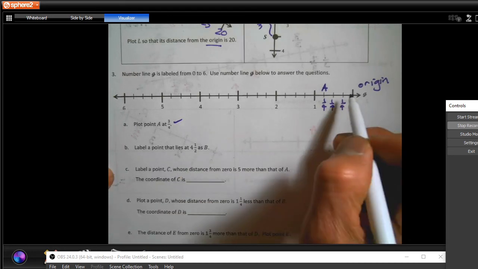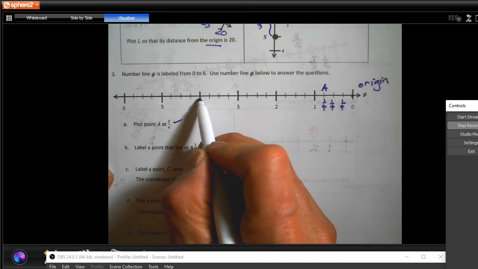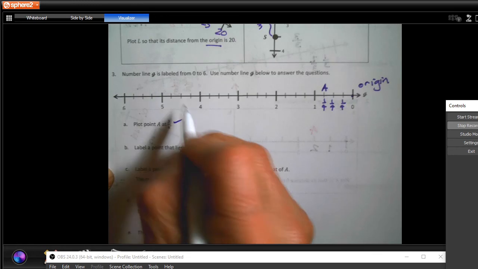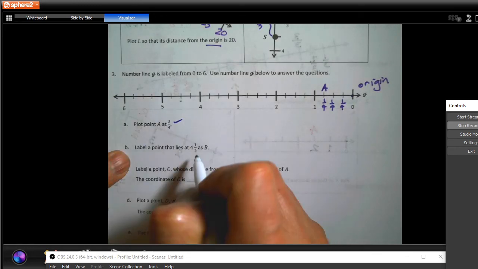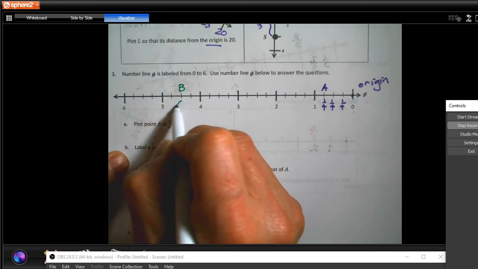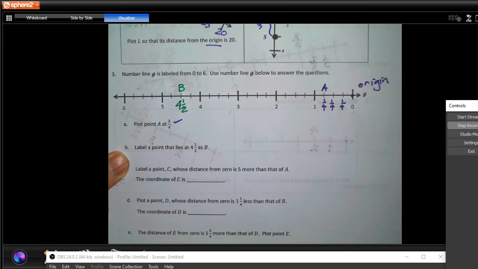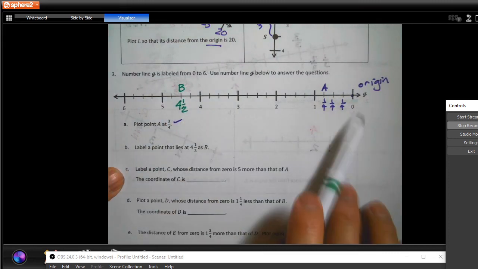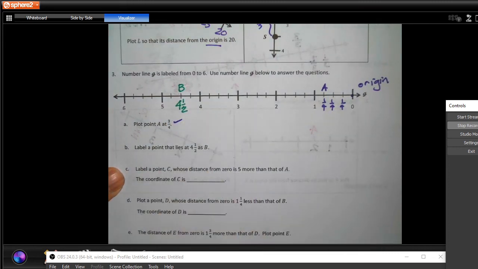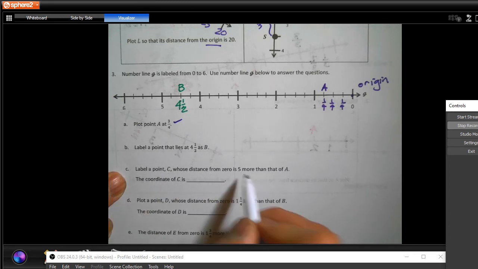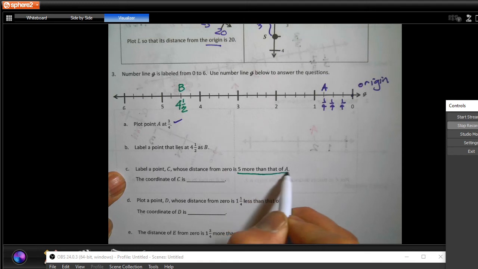So 4.5 will be, this is 4, and half will be right here. So this will be B right here, 4 1/2. Okay, so coming from the origin, remember that. Label C, whose distance from 0 is 5 more than that of A.